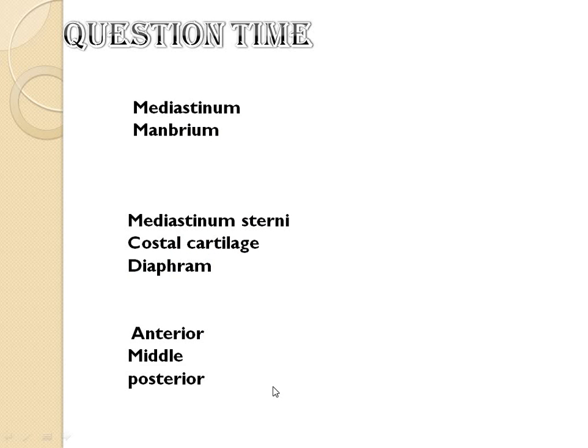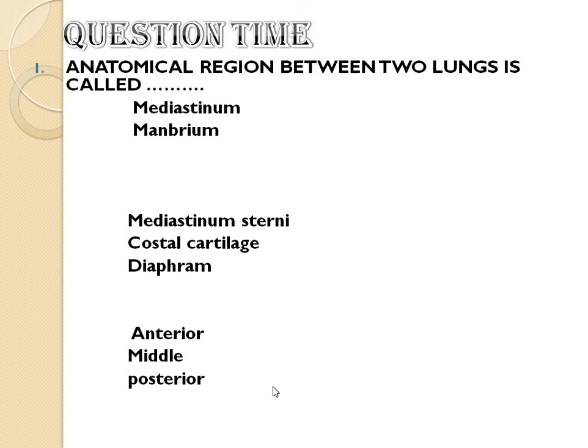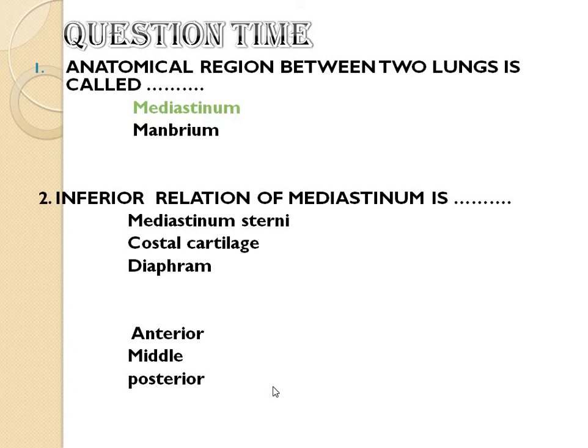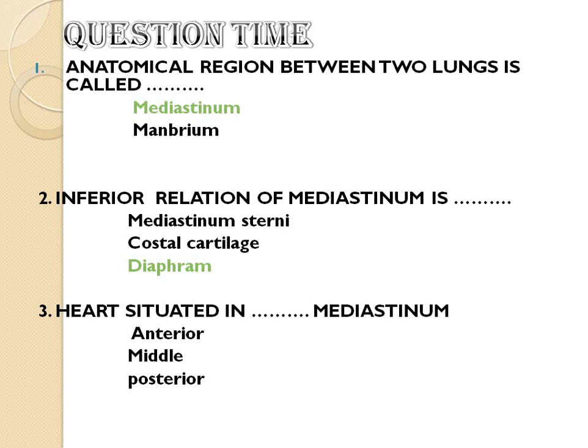Answer for the last questions. The anatomical region between two lungs is called mediastinum. Inferior relationship of mediastinum is diaphragm. Heart is situated in which mediastinum? That is the middle mediastinum.